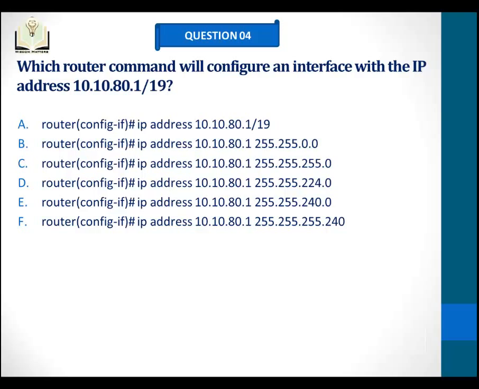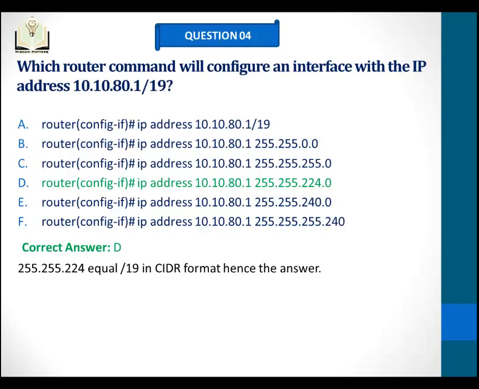or IP address 10.10.80.1 255.255.224.0, or IP address 10.10.80.1 255.255.240.0, or IP address 10.10.80.1 and subnet mask 255.255.255.240. And the answer is D, router config IP address 10.10.80.1 255.255.224.0.